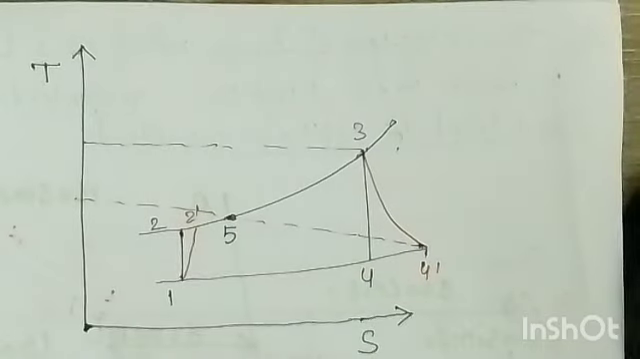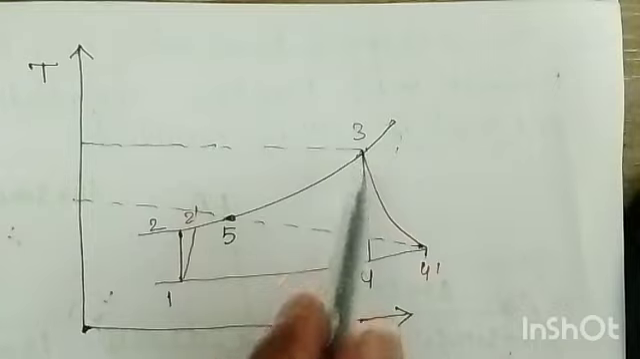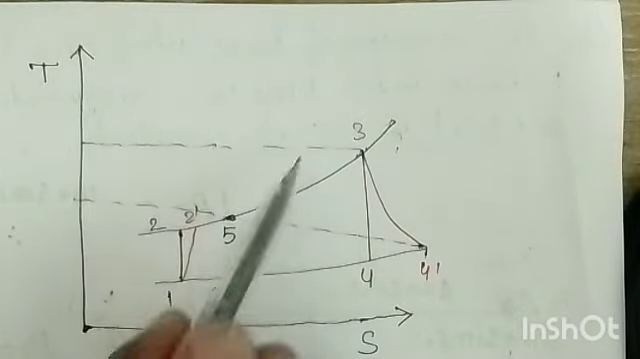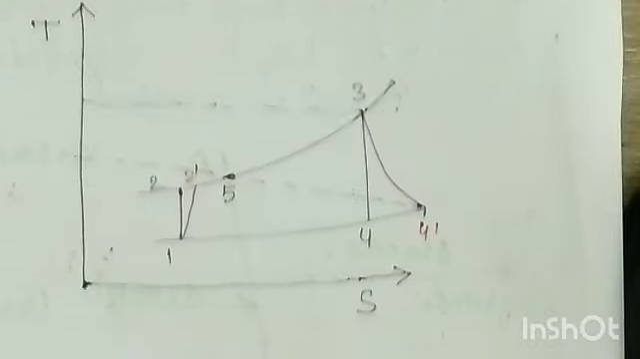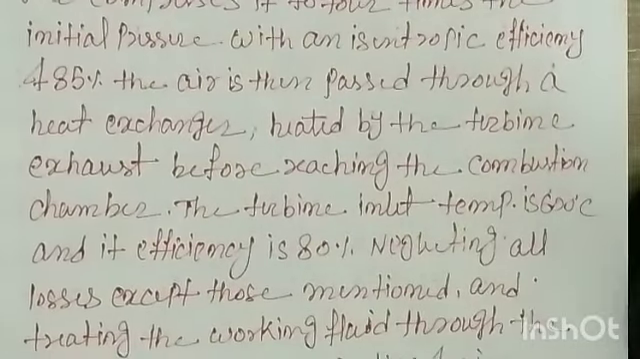Now, already you know 1 to 2 is the isentropic compression, 3 to 4 is the expansion, 1 to 2 dash is the actual reversible adiabatic compression, 3 to 4 dash is the reversible adiabatic expansion, and this 5 is the temperature at the heat exchanger, or you can say the leaving temperature. Then first of all we will write down the given data. The given data from the question we can see again.